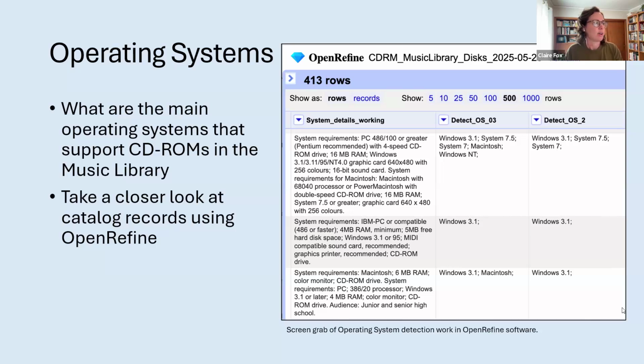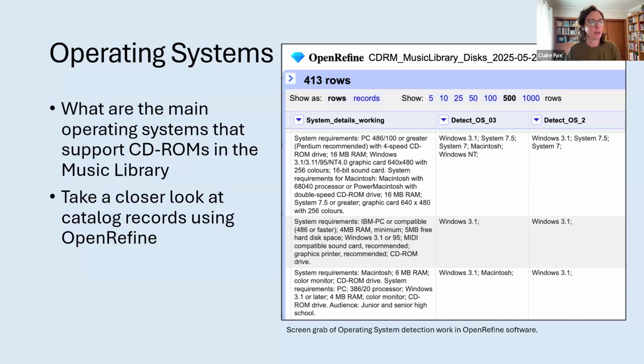So zooming out from Puppet Motel, I want to get a sense of what the main operating systems are that support content on the CD-ROMs at large in the music library. So it's helpful for me to take a look at all of the CD-ROM records together and do a basic assessment of which operating systems are listed in that 538 field.